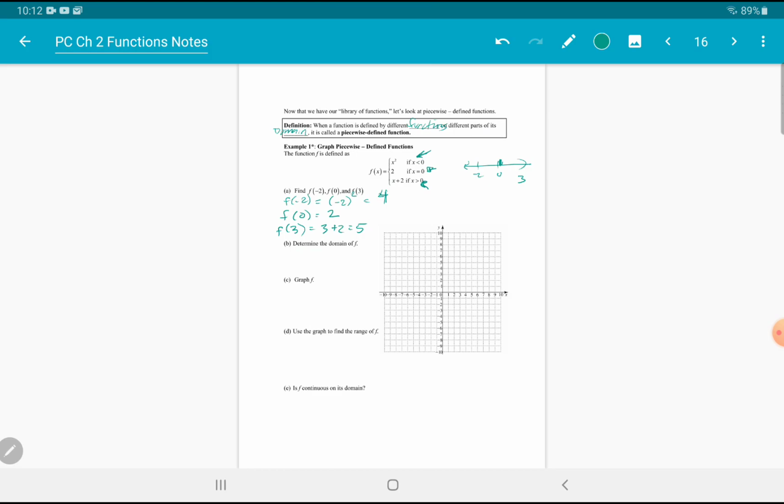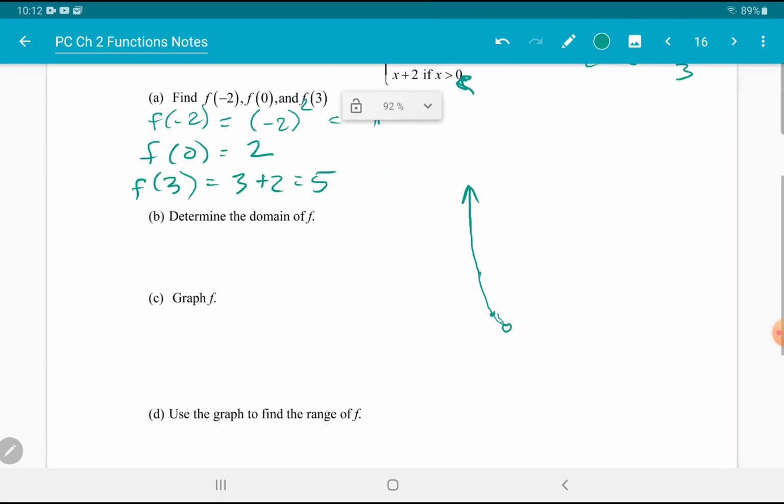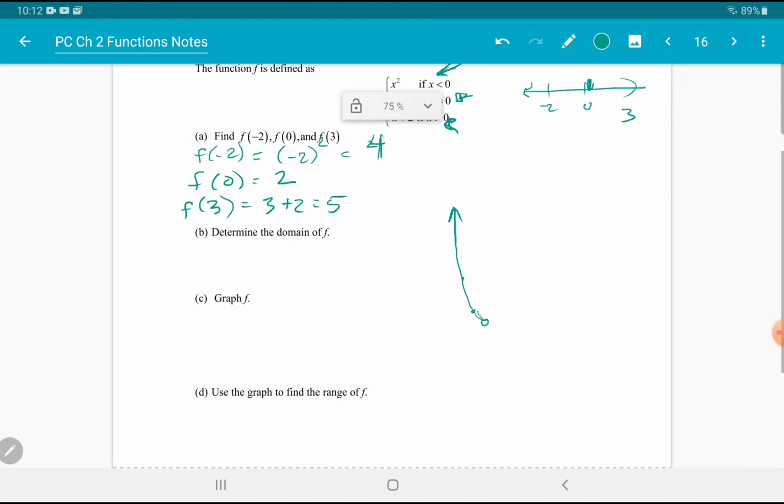Okay, so from here, let's go ahead and graph what we have. If the graph is less than 0, so anything to the left of 0, you have a parabola, x squared. So I'm just going to go ahead and graph that. Something like that. Okay, and also be aware that because x is less than 0, it actually cannot be at 0. So that means I need to have an open circle, saying I don't want to include the value at x equals 0. Oh, where's my coordinate plane?